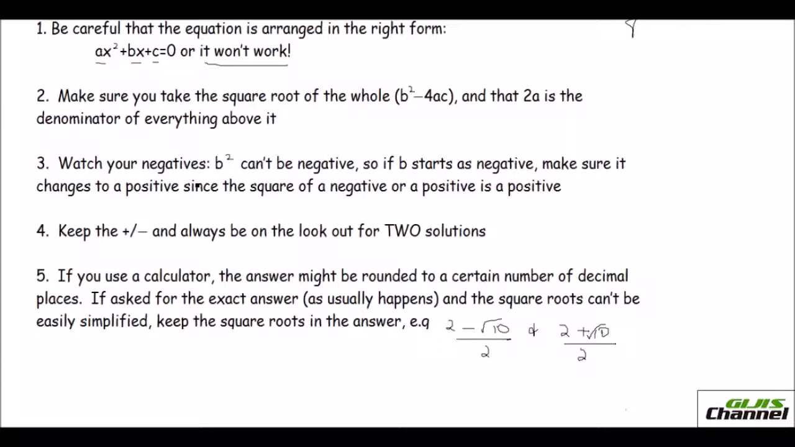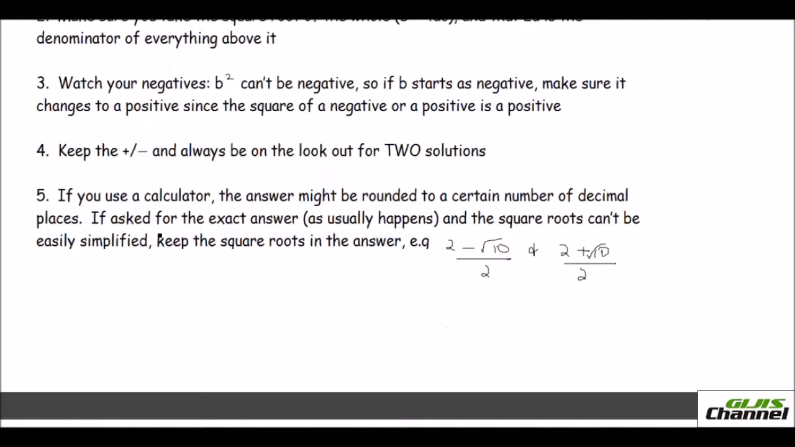Watch your negatives. That is, even if your b is a negative number, when you square it, it becomes positive. Okay? Because squaring a negative number makes it positive. So, always the b square term would be positive. And then you will find a plus or minus sign in between.